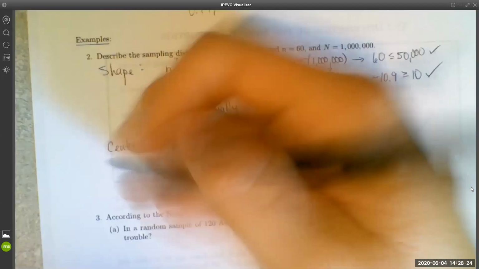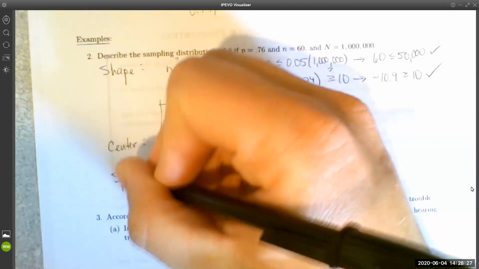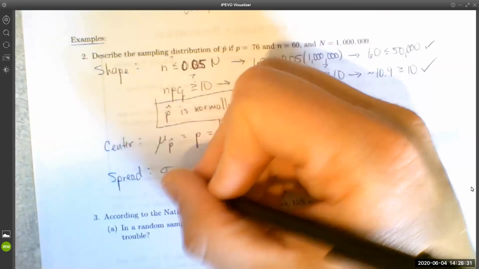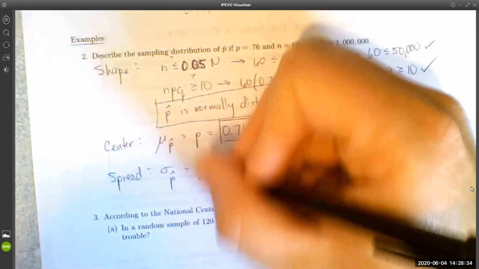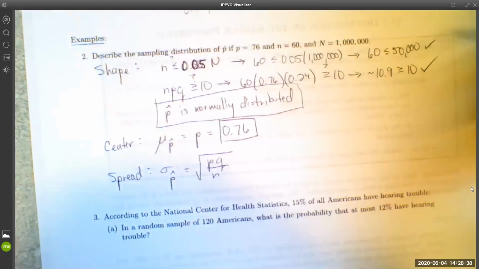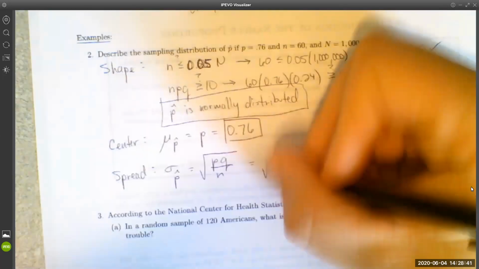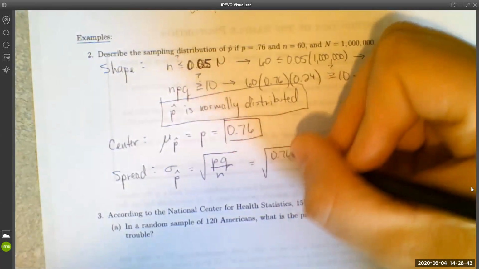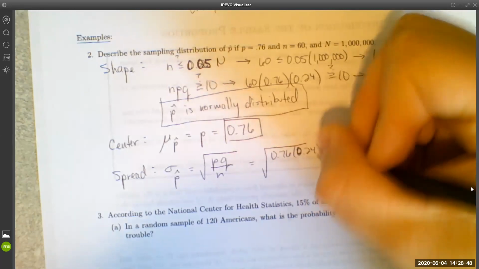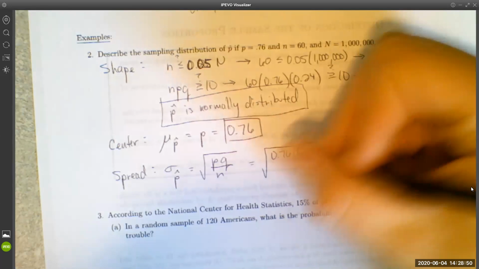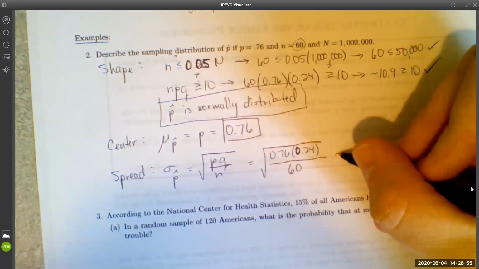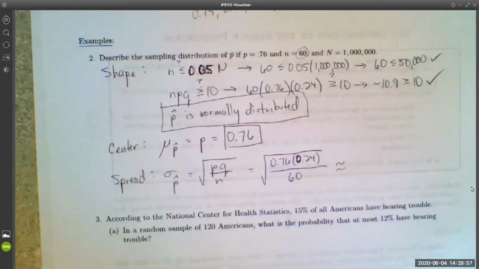Now the spread, this one makes a little bit less intuitive sense, at least to me. But the spread, sigma sub p hat, is equal to the square root of p times q divided by n. So that's going to be the square root of 0.76 times 0.24 divided by 60.